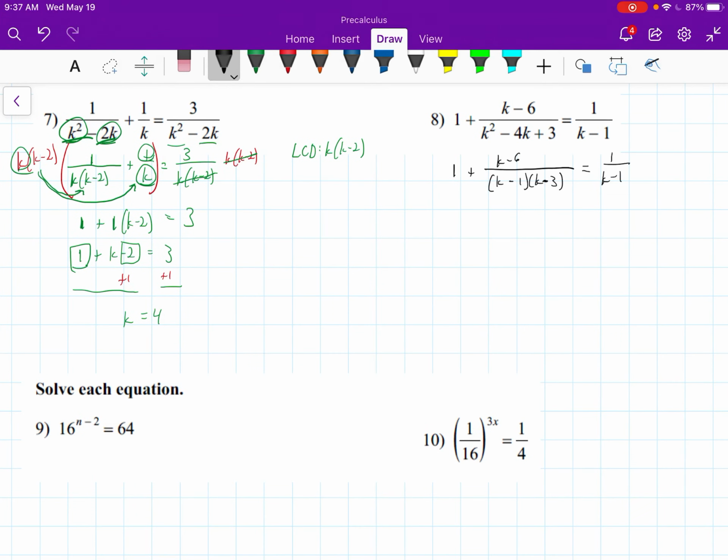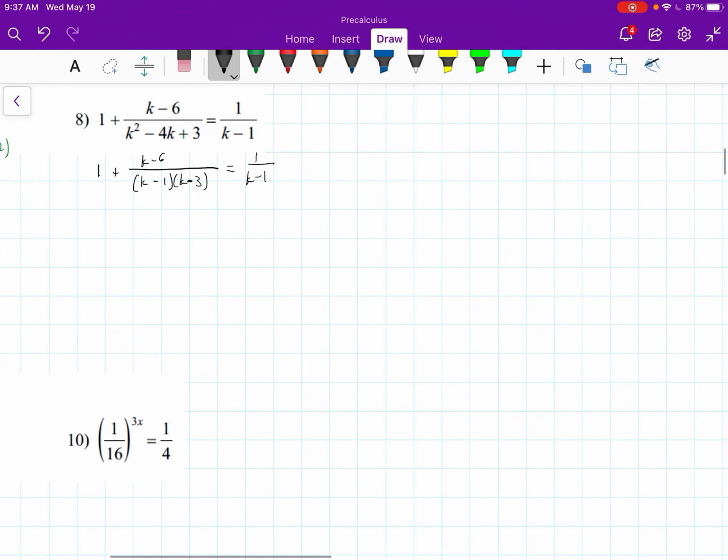So our least common denominator, well, this first one doesn't have a denominator, so we don't have to worry about that. This has a k minus 1, the second one has a k minus 1 and a k minus 3, so we need both of those. And then the last one is another k minus 1. Well, we already have that, so we don't have to add in another one. So we're going to multiply both sides by this least common denominator.